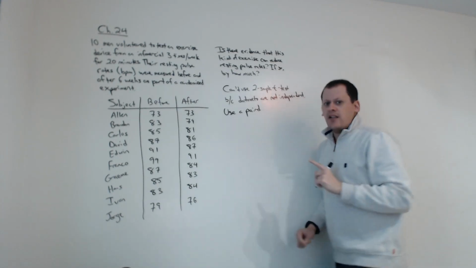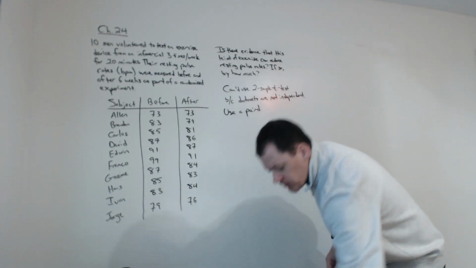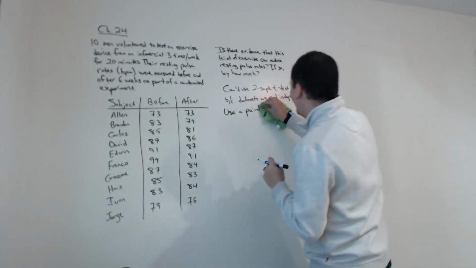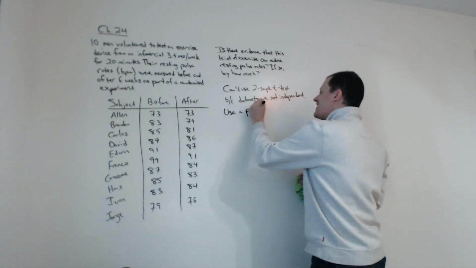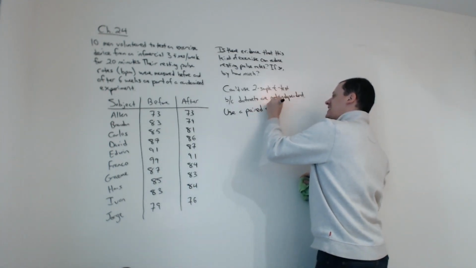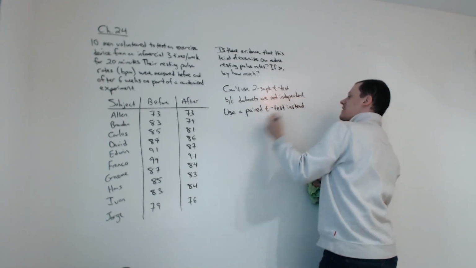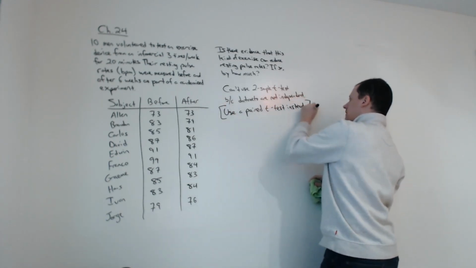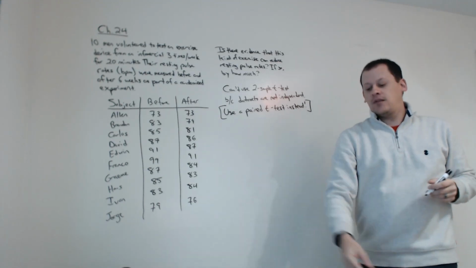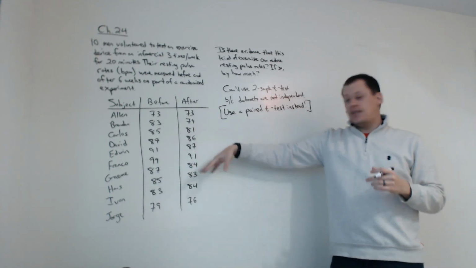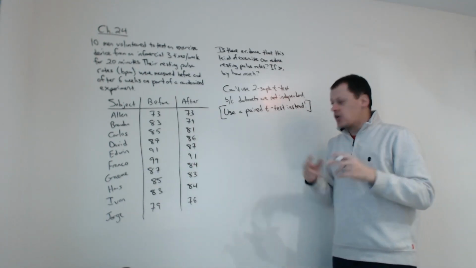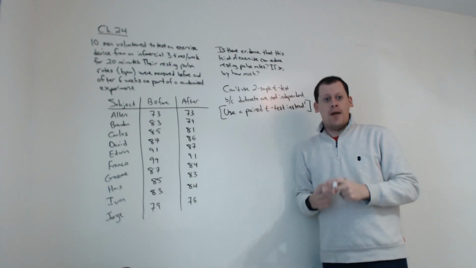Well, we're going to spell it correctly. That would be important. It's paired. This is called a paired t-test, and we're going to use that instead. Okay. This is for when you have two data sets that are related somehow, that they are not independent.